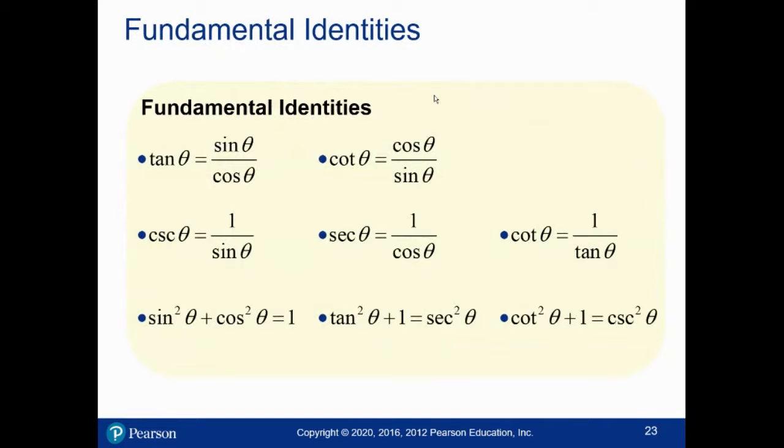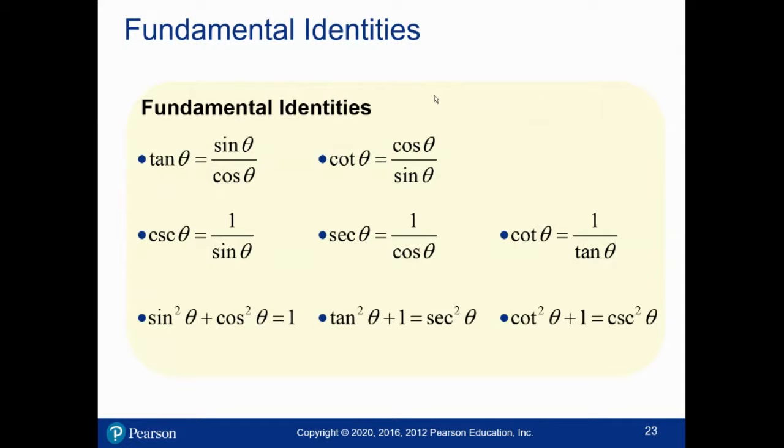Okay. So here is a nice summary of all of these reciprocal and Pythagorean identities in one place. Tangent is just sine over cosine. Cotangent is the reciprocal of that. Cosecant is the reciprocal of sine. Secant is the reciprocal of cosine. Cotangent is the reciprocal of tangent.